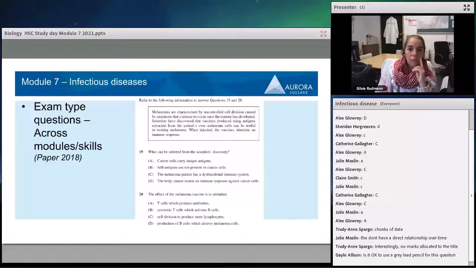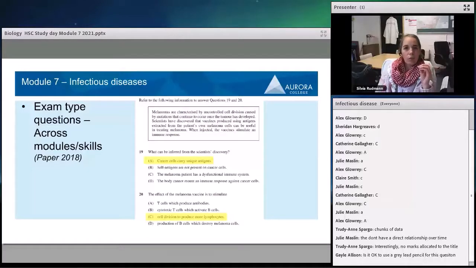So, what can be inferred from the scientists' discovery? And the effect of the melanoma vaccine is to stimulate what? You can see they are relating the infectious response of the immune system with a vaccine, right? They relate it to a non-infectious disease, which is cancer, and they relate to skills: infer what you can from the scientific discovery, right? So, cancer cells carry unique antigens is the first one, and the second one is cell division to produce more lymphocytes.